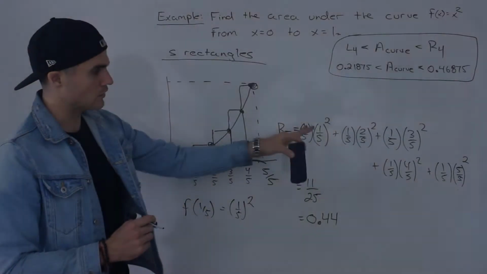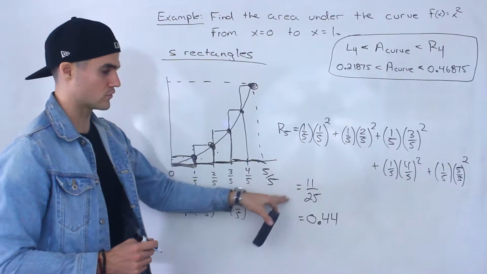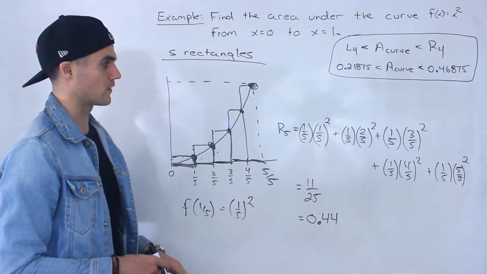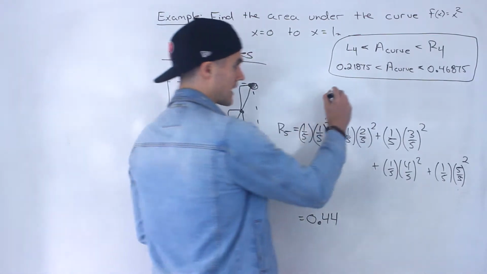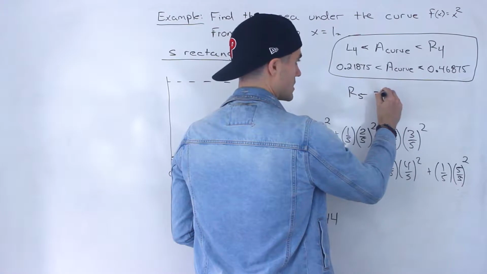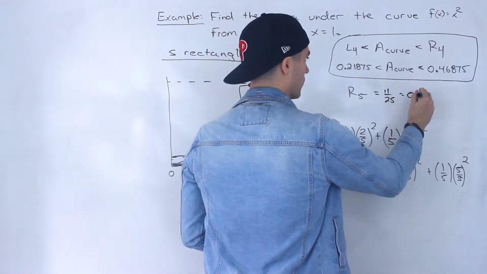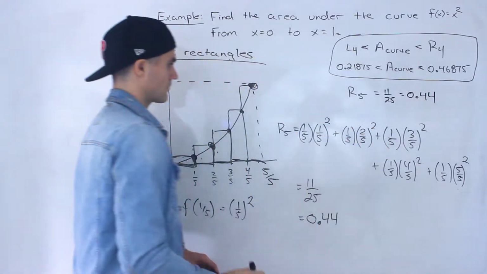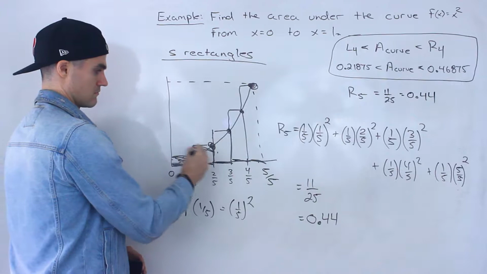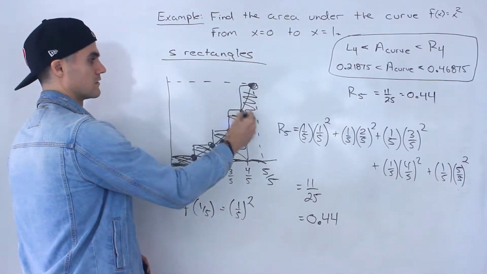And when you do all of this algebra over here, what you're going to end up getting is 11 over 25, or in decimals, 0.44. Right, so let's write that result up here. So we got R5 is 11 over 25, or 0.44. Right, so that represents the sum of the areas of all of these rectangles here.